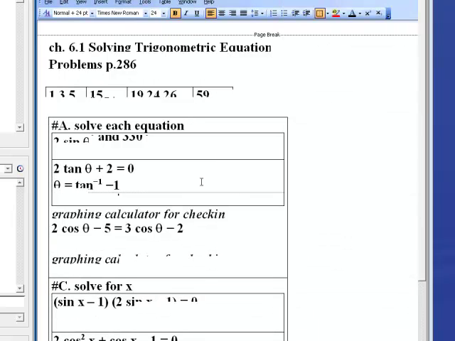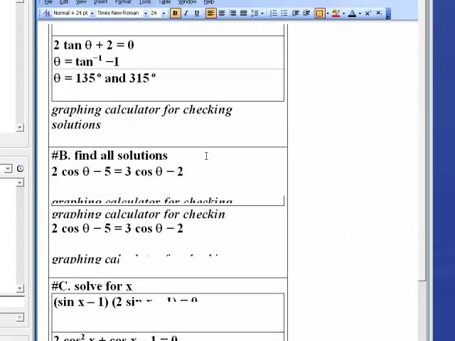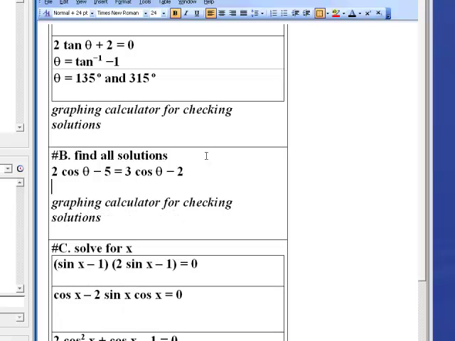I'll scroll down quite a bit here. Find all solutions between 0 and 360 degrees for 2 cosine theta minus 5 equals 3 cosine theta minus 2. On the graphing calculator, when I'm done, I will actually graph the left-hand side and the right-hand side and compare and see where they intersect.